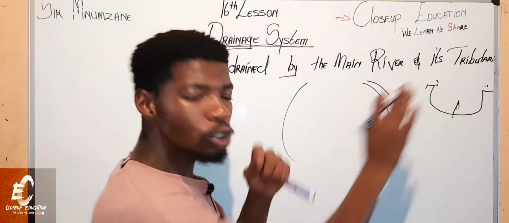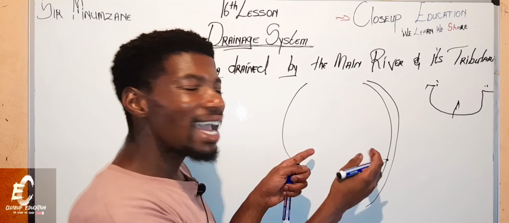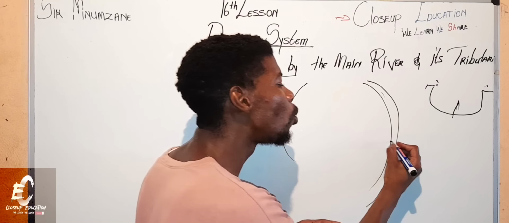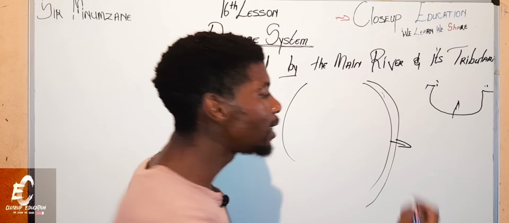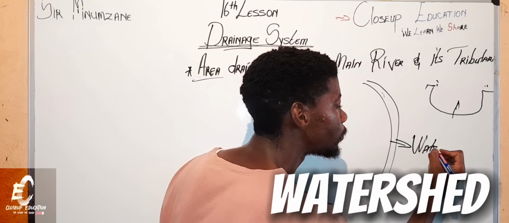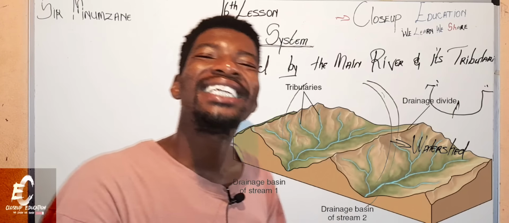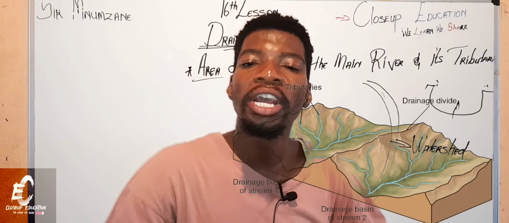Okay, let's not go there. So what did I say? I said this is called a high-lying area. And what is it called on a drainage basin? A watershed. So what is a watershed? A watershed divides the drainage basins.